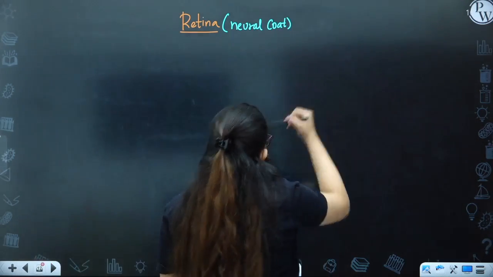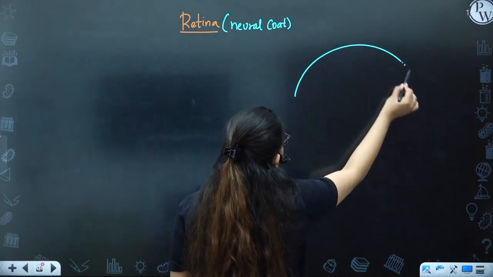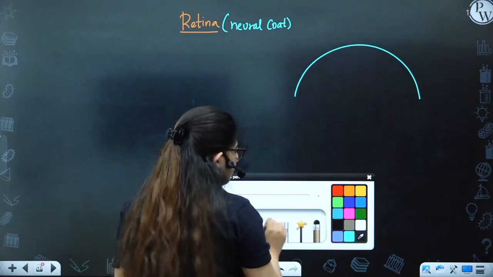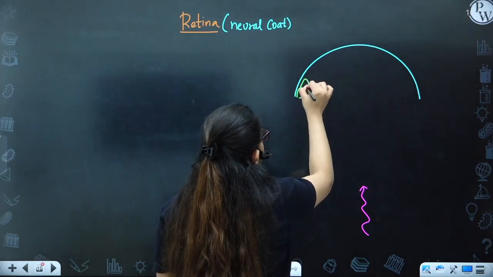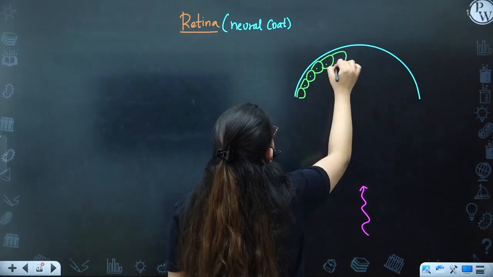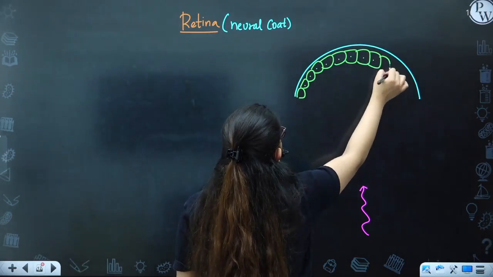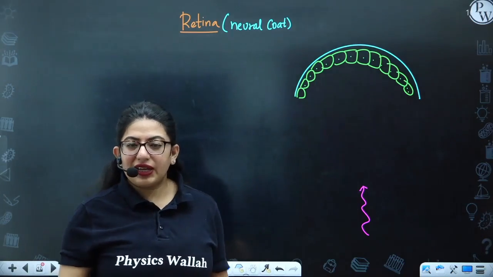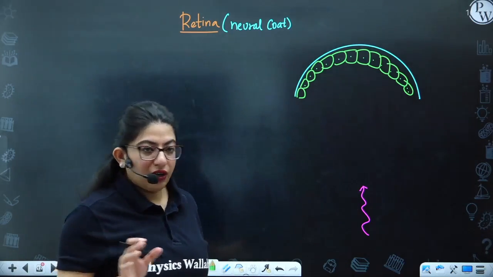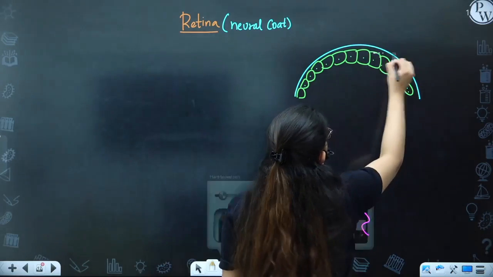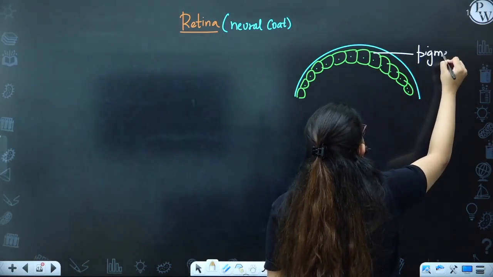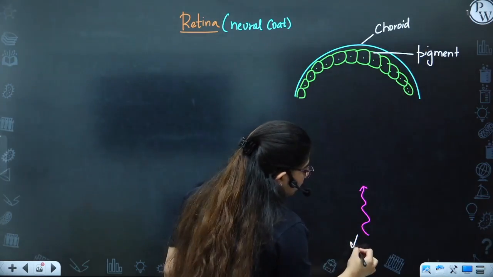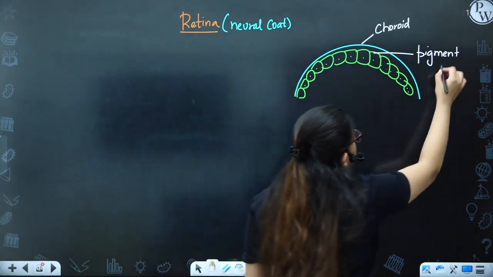First of all, if this is your choroid, and from here the light enters, first of all you will have the pigmented epithelium here. The pigmented epithelium has a function: it prevents the reflection of light, just like your camera has a black screen behind. So the first layer is the pigmented epithelium. This is your choroid, and from here light is entering.